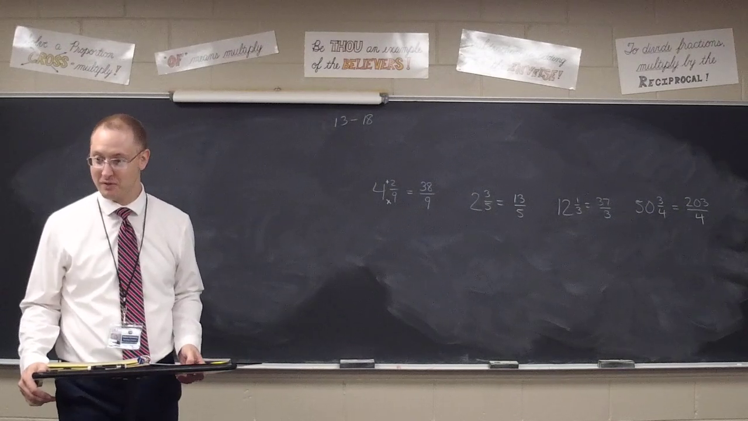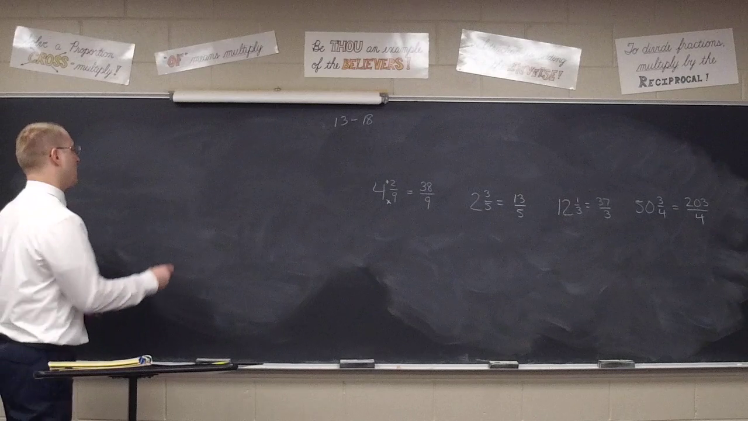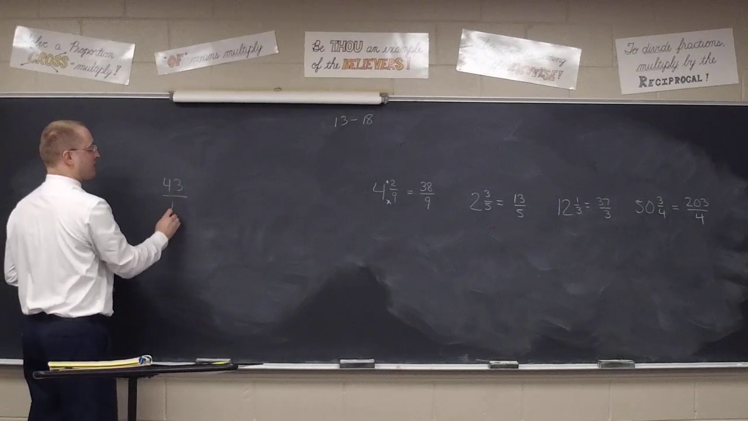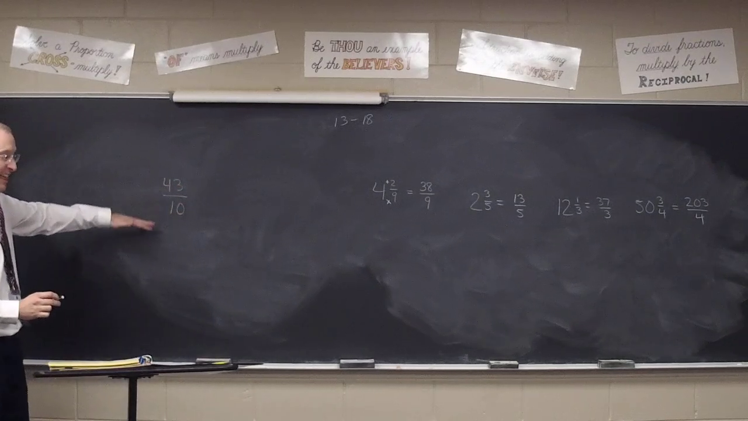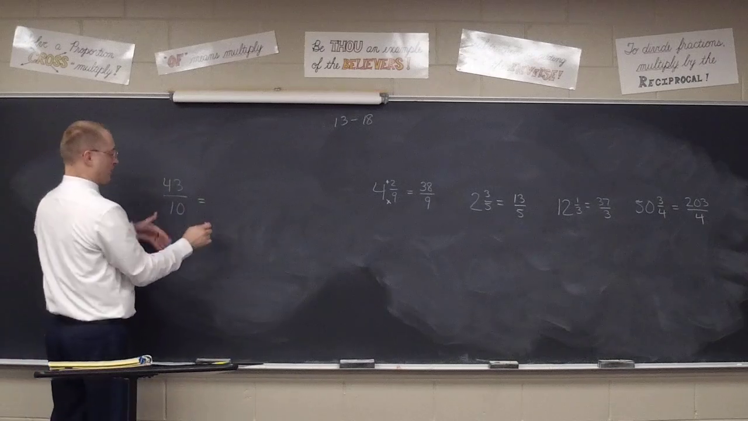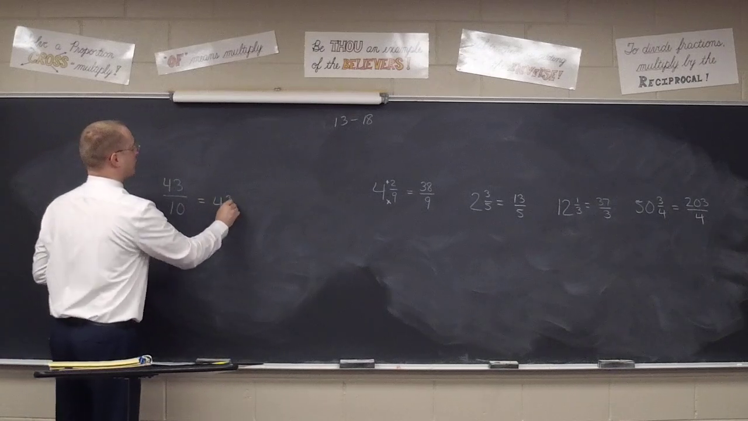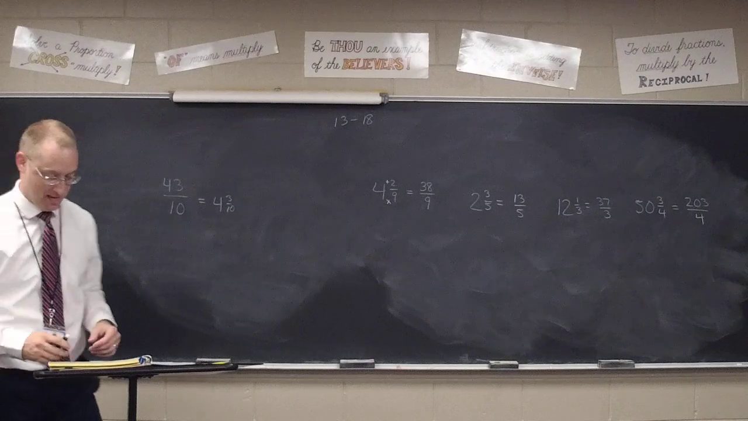Sam? 4 and 3/10. There are 43 slices out of 10 slices per pie. So there are 43 tenths pies. 10 goes into 43, of course, 4 times with the 3 left. So 4 and 3/10 pies remain.